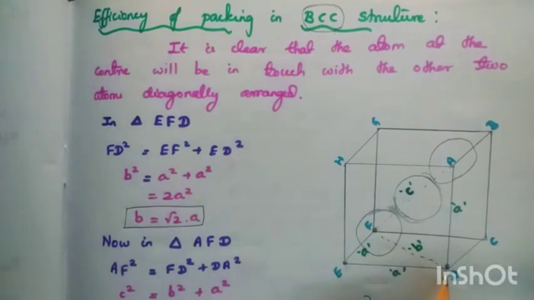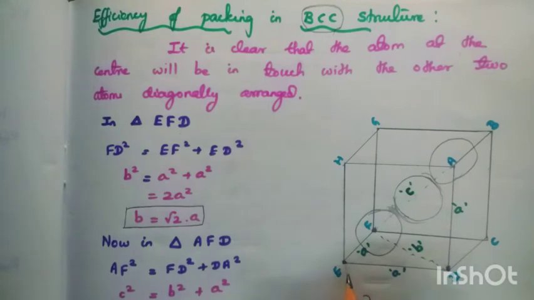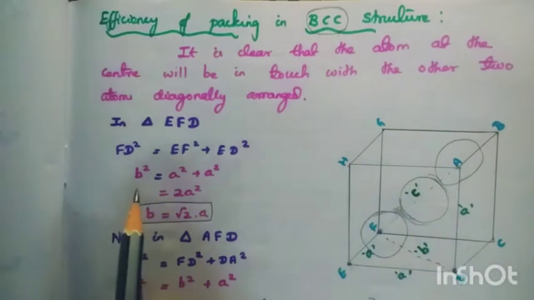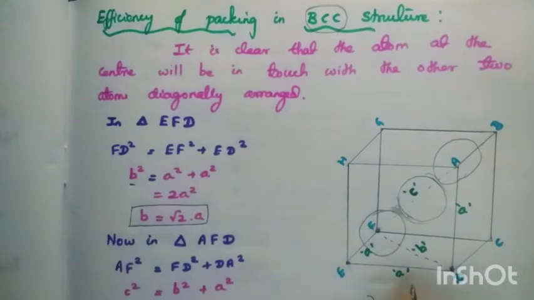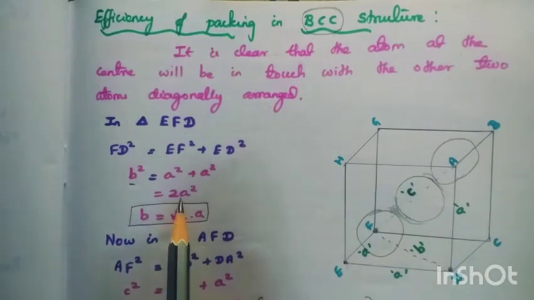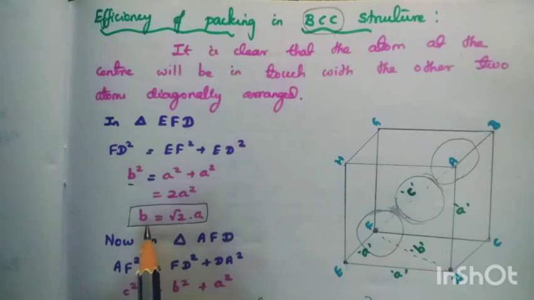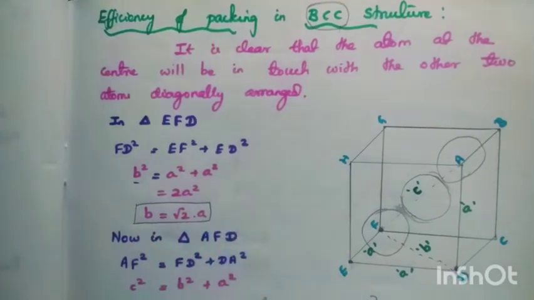FD square is equal to EF square plus ED square. FD value is b square. Here it is a. So a square plus a square, 2a square. So removing the square, b is equal to root 2 a.